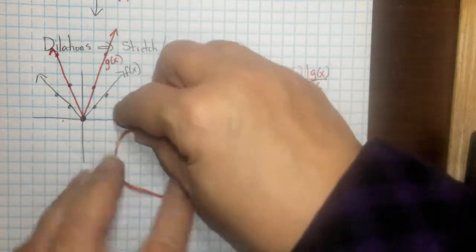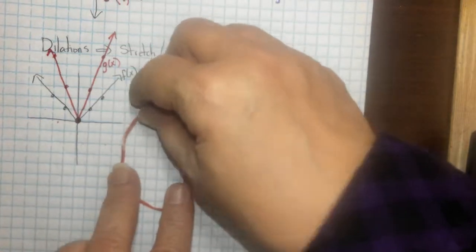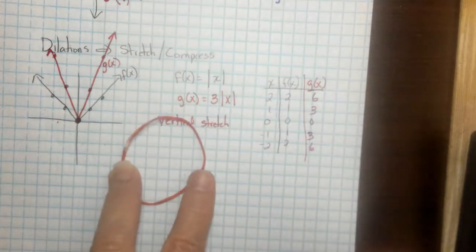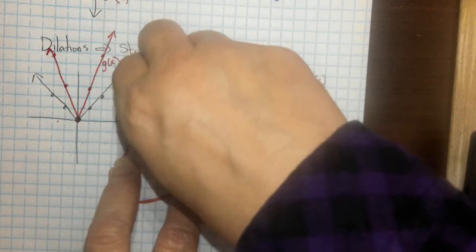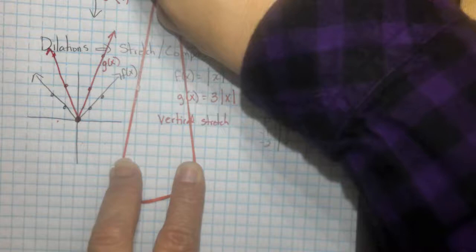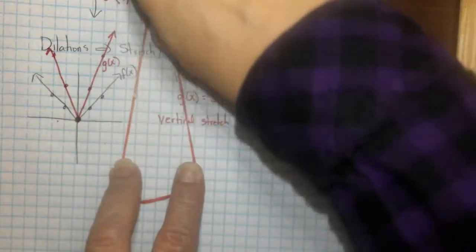if I have a vertical stretch, I've got something that's staying anchored, and what I'm doing is I'm taking this value and I'm stretching it up, right? It's going to become skinnier in here, and I'm stretching.